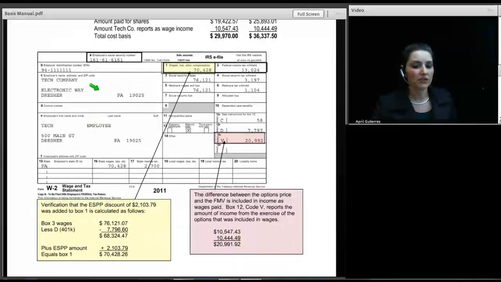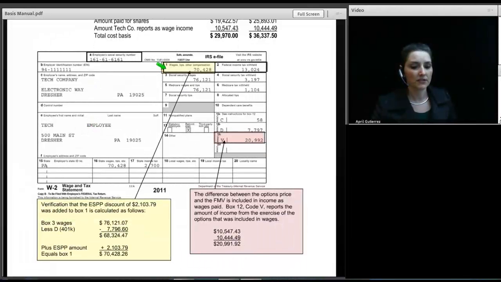So on the W-2, our Teck employee has received a W-2 showing $70,000 of wage income, and there's that code V in box 12 showing $20,992. Now, how do we know that the ESPP shares of $2,000 profit are in that box 7? How do we know that? We know that the ISO is because there's a code V right here.